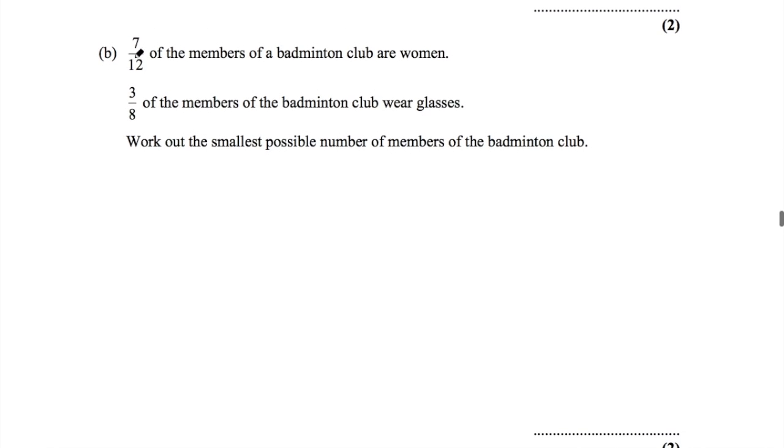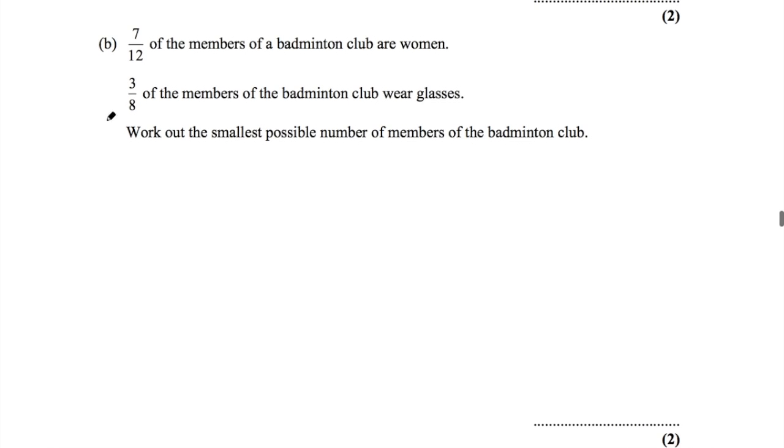Okay, so for this, you need to think that we're talking about people. So we can't have a fraction of a person. So we need a whole number amount of people. So we have basically 3 out of 8 have glasses, and 7 out of 12 are women.